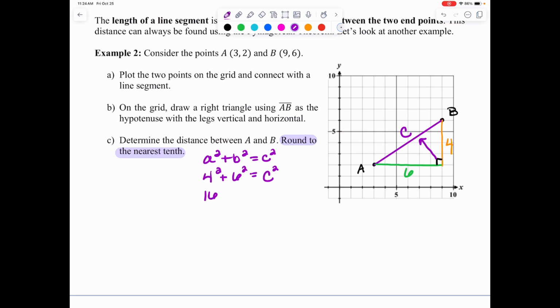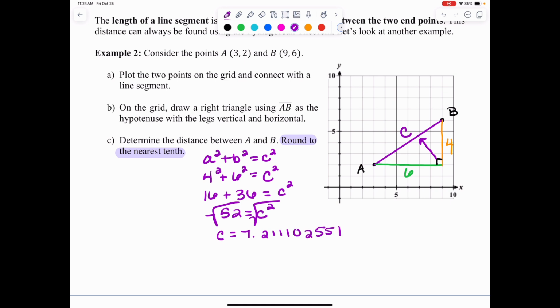4 squared is 16. 6 squared is 36. That equals C squared. 16 plus 36 makes 52. I don't want C squared, so I'll undo it by taking the square root. Whatever I do to one side, I do to the other. And when I do that on my calculator, square root of 52, I get 7.211025551, and so on, right? It just doesn't fit any more on my calculator.